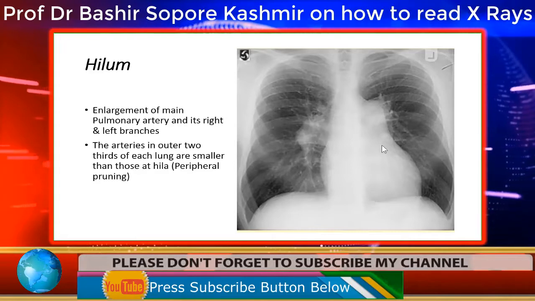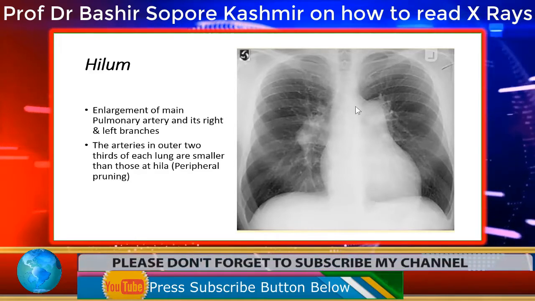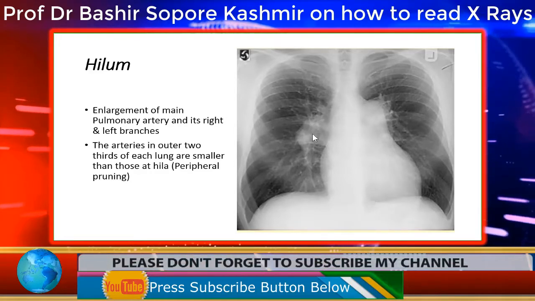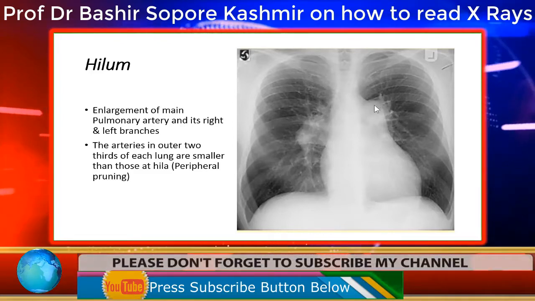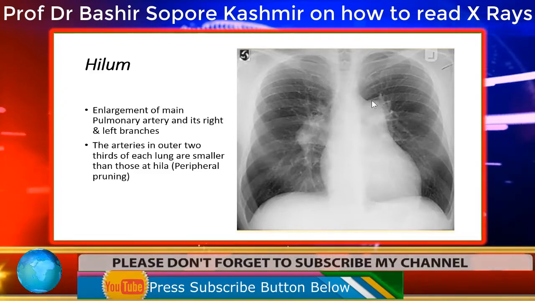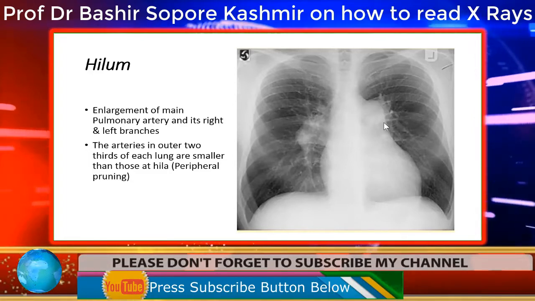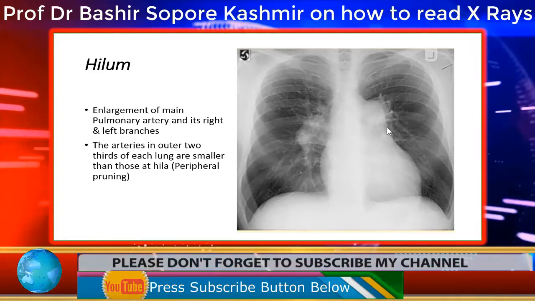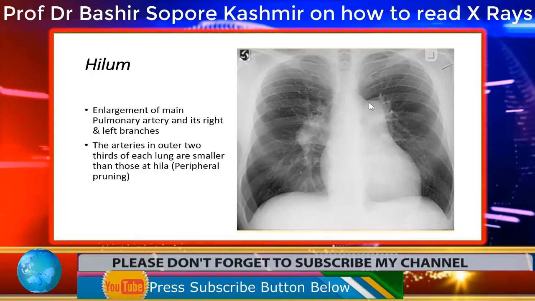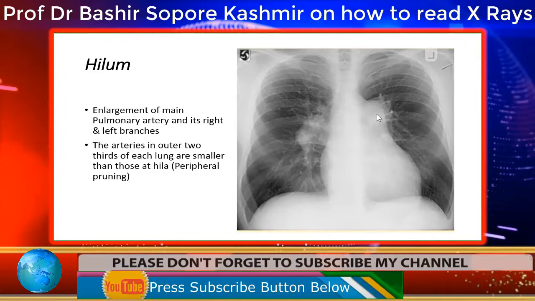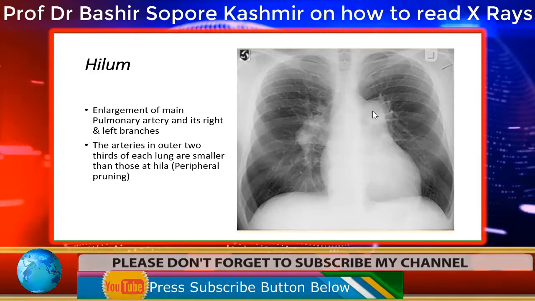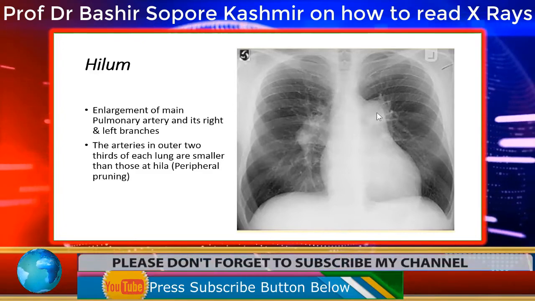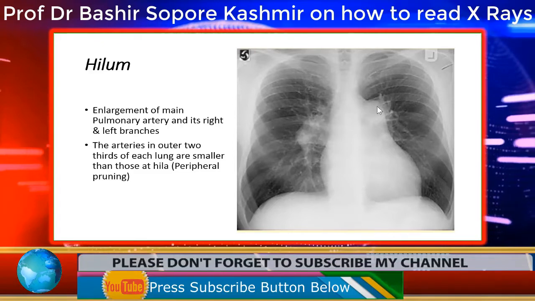So if you see here that both the hila are enlarged, there is also enlargement of the pulmonary artery. Why do I say pulmonary artery? Because if you see, it's very smooth here. So here we see that the pulmonary artery is enlarged, which could be the cause of hilar enlargement.